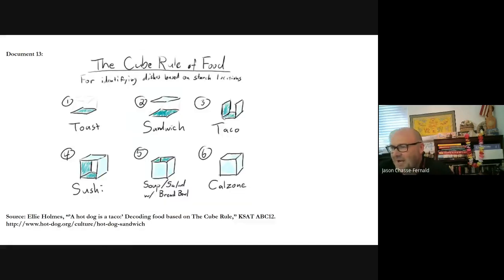Interesting. The cube rule of food. Since I've talked about burritos, I guess a burrito is a type of calzone. So this is simply looking at where the starch is located. So under this definition, a traditional hot dog is a taco. And keep in mind what sushi is here.